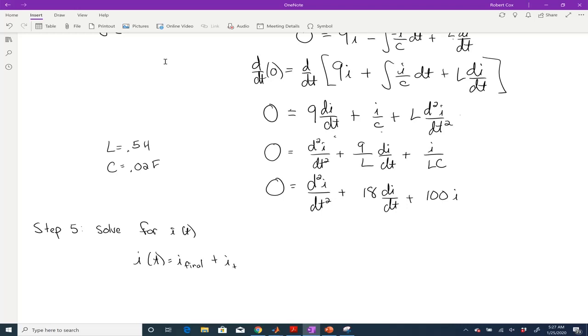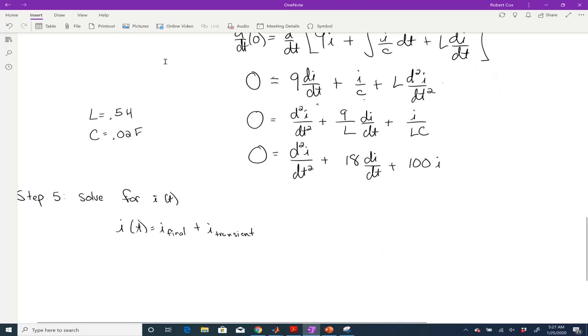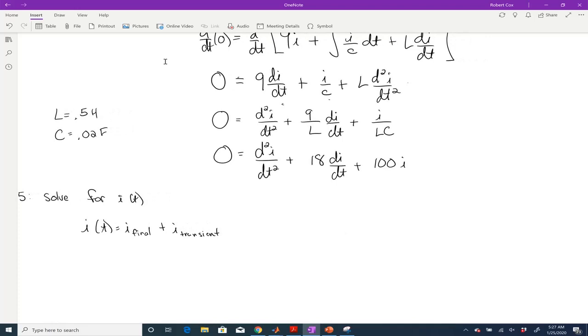As always, the solution is I final plus I transient. And we need to determine the form of that transient, whether it's overdamped, underdamped, critically damped, whatever. So again, I need to write my homogeneous differential equation. In this case, it's the same, 0 equals that. That gives me my characteristic equation: s squared plus 18s plus 100 equals 0.